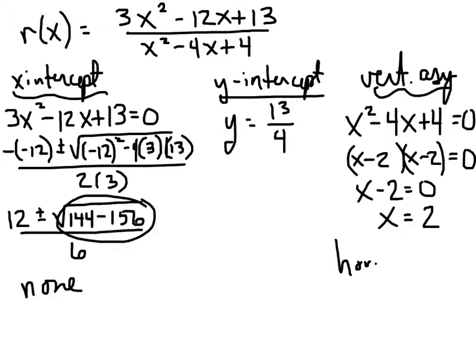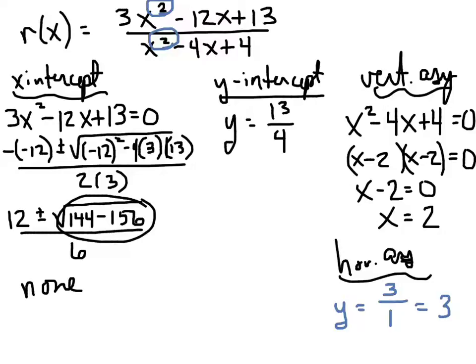As far as the horizontal asymptote, I'm going to put it in blue just so that you guys see it. I'm only going to look at those two spots. How are they related? Is one bigger than the other, or are they the same? In this particular case, they are the same. So it's the lead coefficient on the top, which is 3, over the lead coefficient at the bottom, which is 1, or just y equals 3.